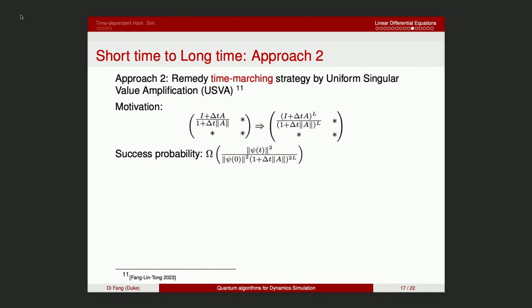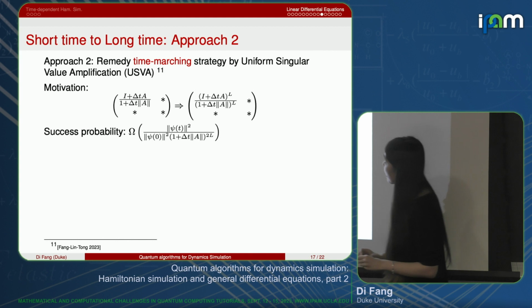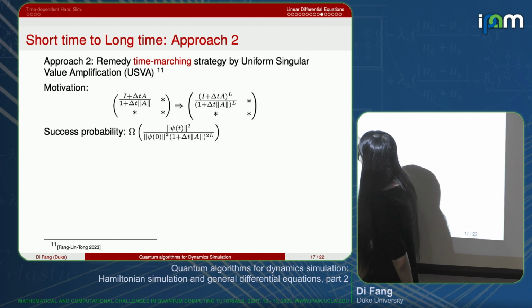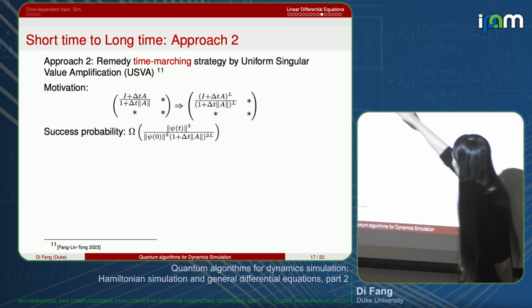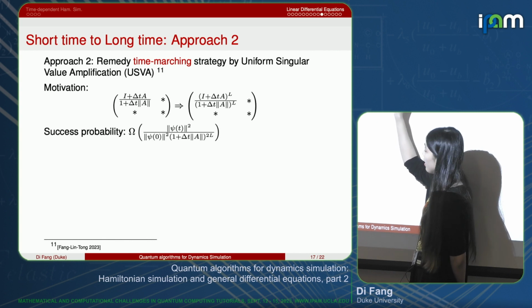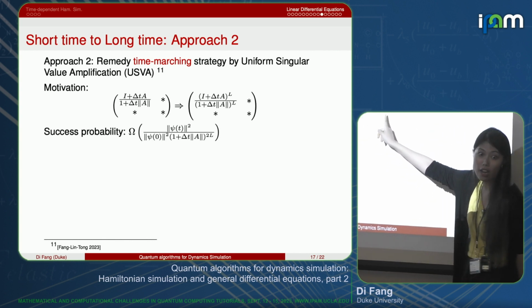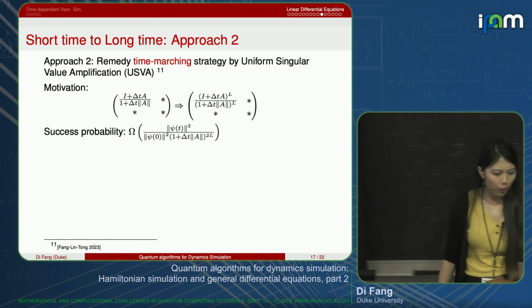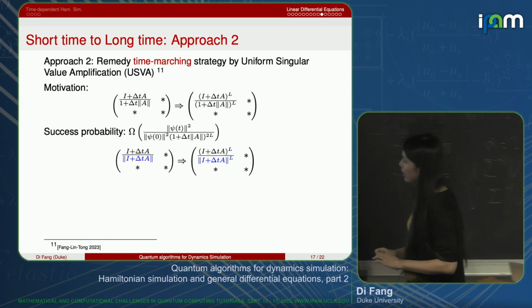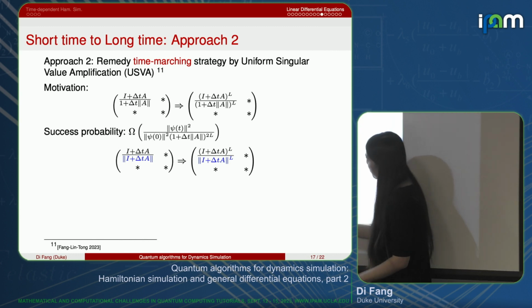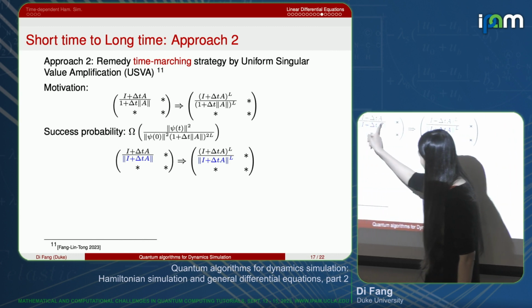So imagine, what do I want? I really need a procedure that resembles OAA, but it works for non-unitary things. So concretely, what do we have? Let's still use the forward Euler as an illustration. This was the problem that I illustrated earlier. And this is the success probability, which is exponentially vanishing in L. You may wonder, can we do better? Because this is what I have.